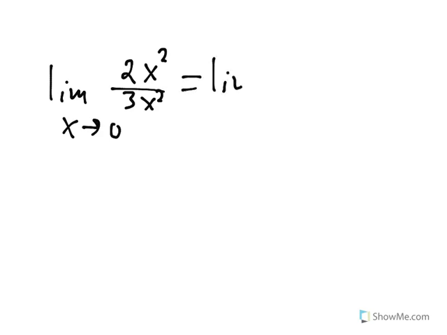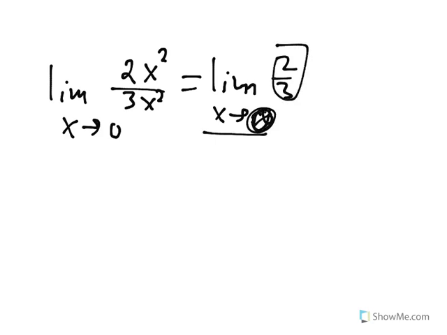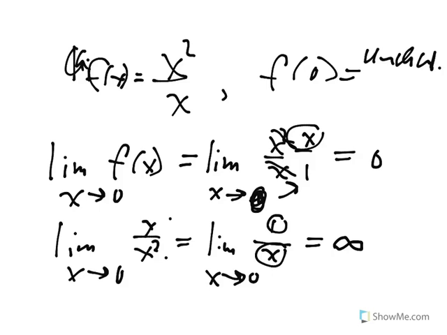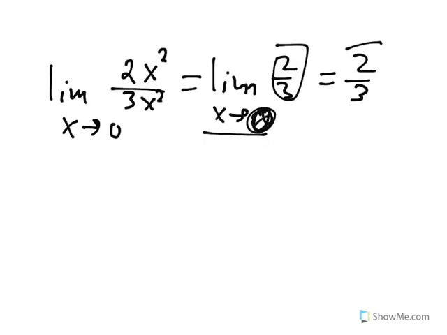And if I have something like this, that's also a thing where if you try to plug 0 in, you get 0 over 0. But if you cancel out, reduce the fraction, that's a constant. So the limit of a constant function, it doesn't matter what x is going to, is going to be 2/3. So those are three situations where we have 0 over 0, at least from a limit point of view, becoming 0, becoming infinity, becoming something else.